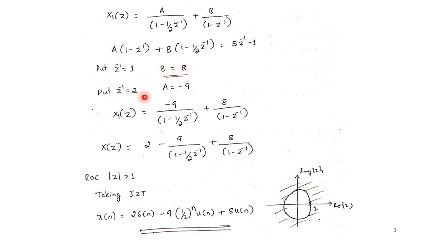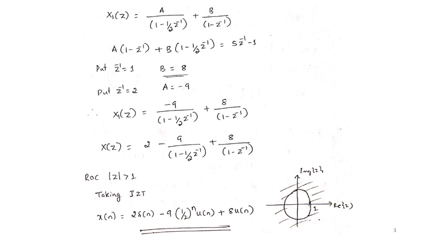Put z inverse is equal to 2. Here 1 minus 2. And here this will be 2 by 2, it will be 1. So 1 minus 1 is 0. So this term will be 0. I'll get A is equal to minus 9. Therefore X1 of z is equal to minus 9 divided by 1 minus 1 by 2 z inverse plus 8 divided by 1 minus z inverse.